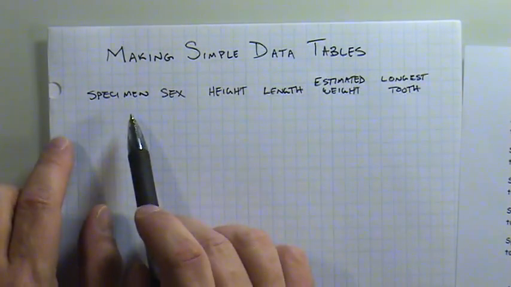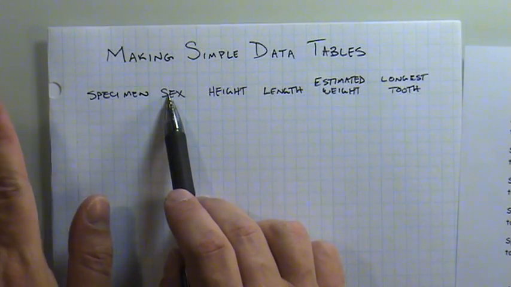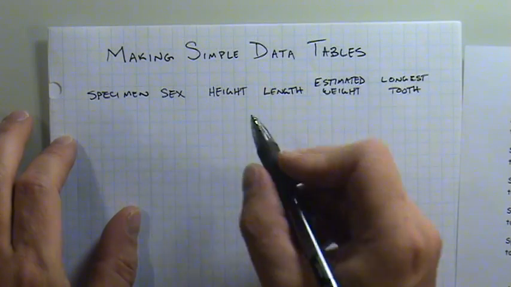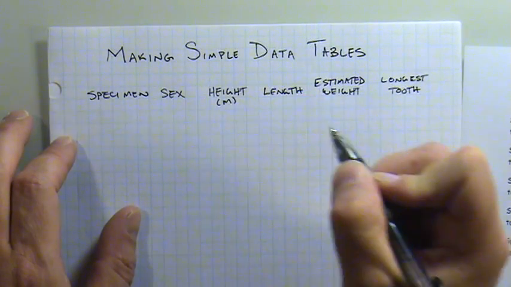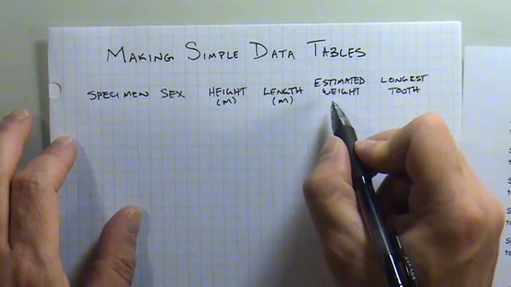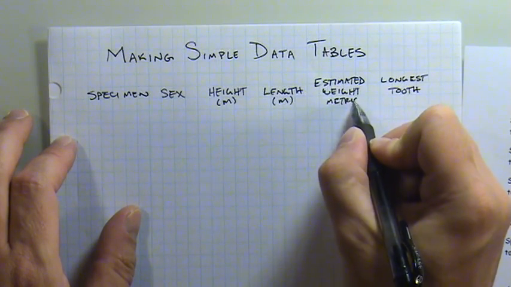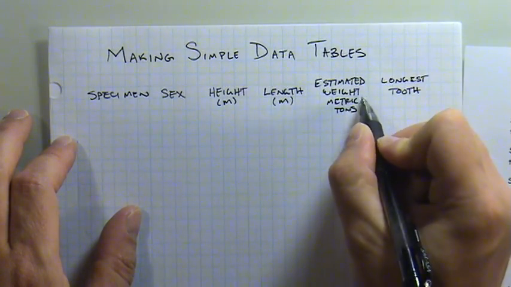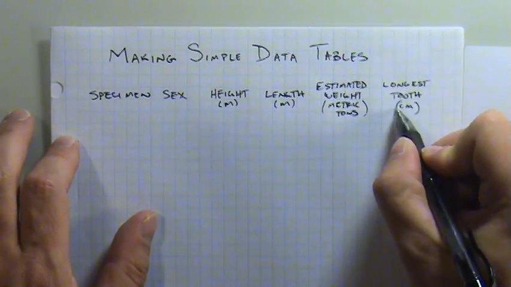Also, I'm going to have units for some of these numbers. So for example, the first 2, specimen and sex, have no units, but the height does have units. So I'm going to need to somehow get in there that this measurement is in meters. I know that the length is in meters. I know the estimated weight is in metric tons. And the longest tooth is in centimeters.